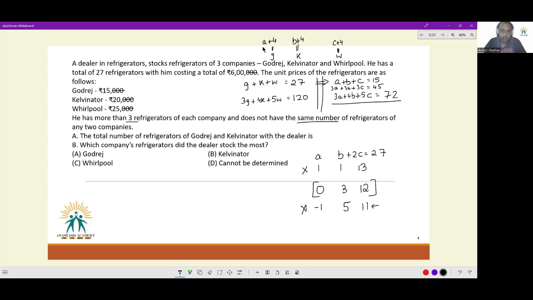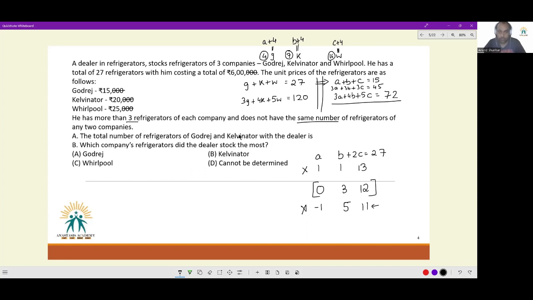A has to be 0. So number of refrigerators of Godrej are 6. B is 3. So number of refrigerators, how is it 6? It is only 4. 0 plus 4 is 4. Number of refrigerators of Kelvinator are 7. And number of refrigerators of Whirlpool are 16. 16 plus 7 plus 4 is indeed 27.